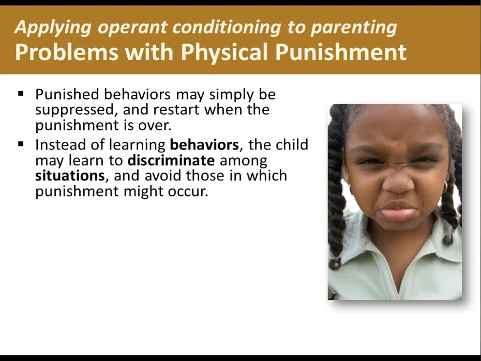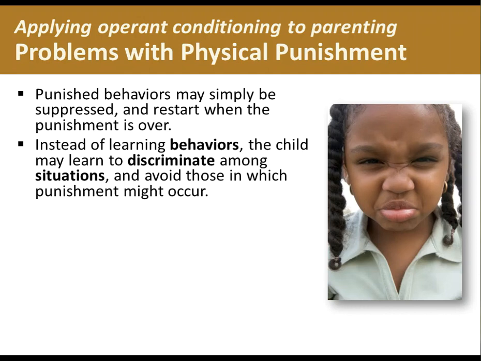Instead of learning behaviors, the child may learn to discriminate among situations and avoid those in which punishment might occur. Therefore, they can do certain behaviors around mother, but maybe not father. So the child simply learns to avoid those situations in which punishment might occur, or otherwise they might get caught.